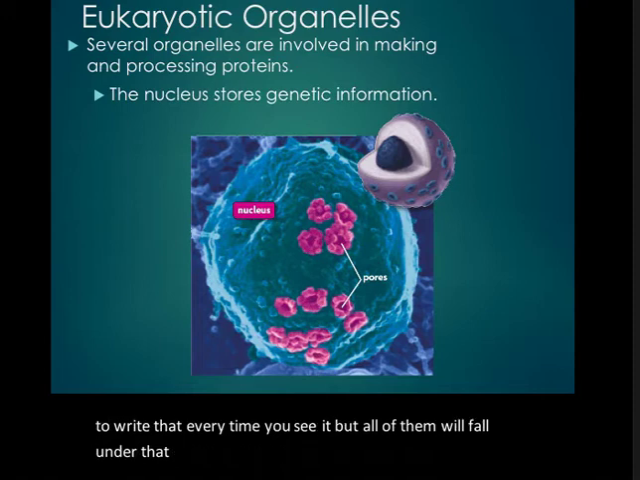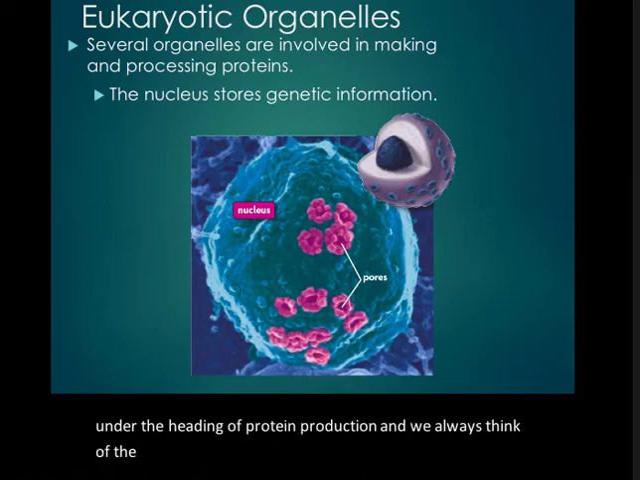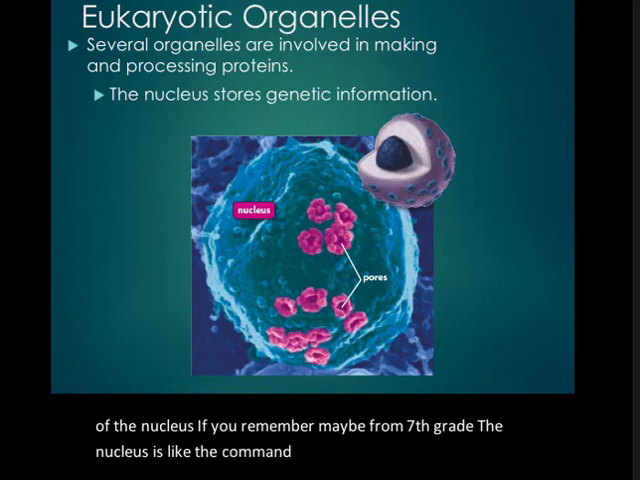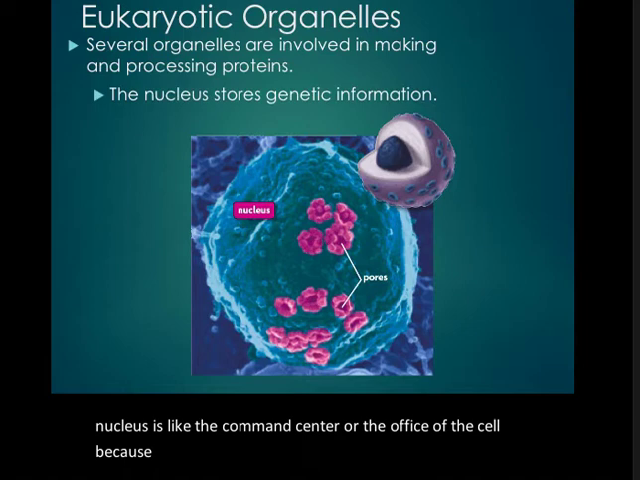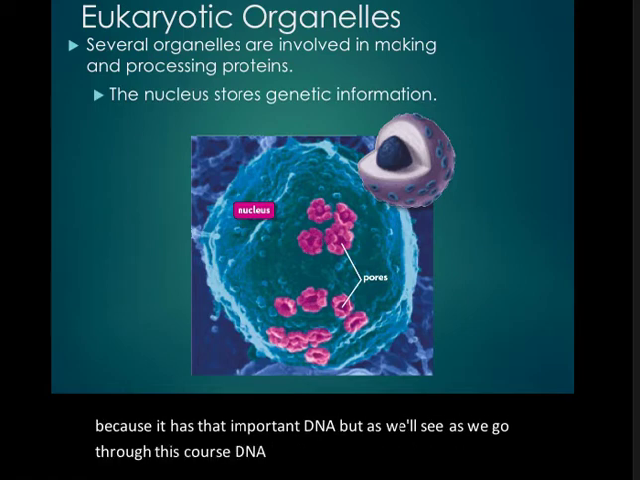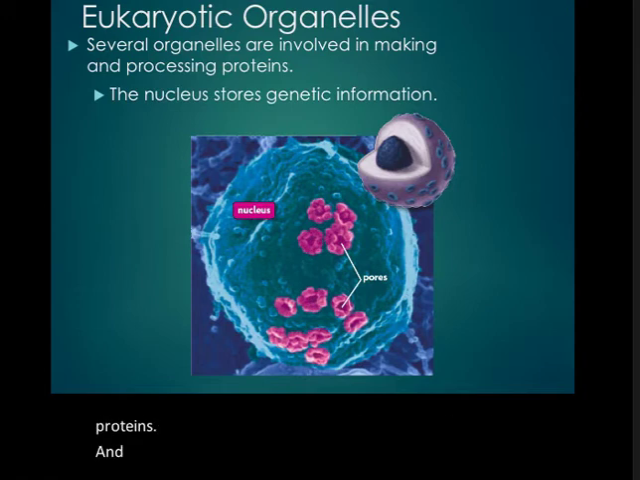The nucleus is the first organelle that falls under the heading of protein production, and we always think of the nucleus, if you remember maybe from 7th grade, as the command center or the office of the cell because it has that important DNA. But as we'll see as we go through this course, DNA is really just instructions for making proteins. And so the nucleus is important because it keeps that DNA safe.